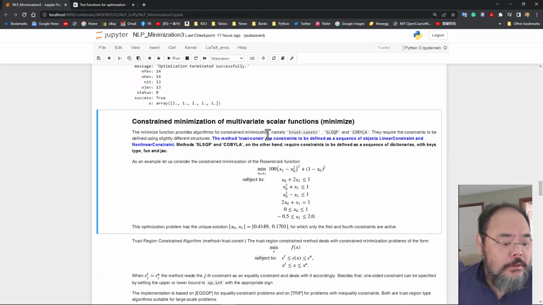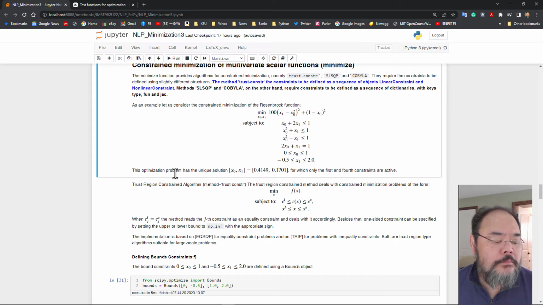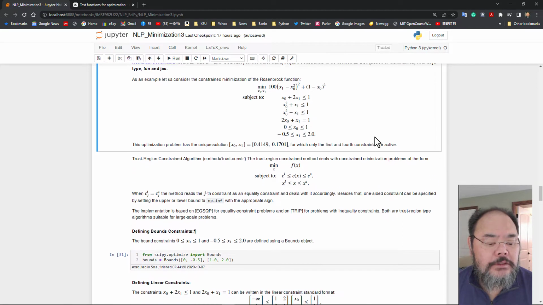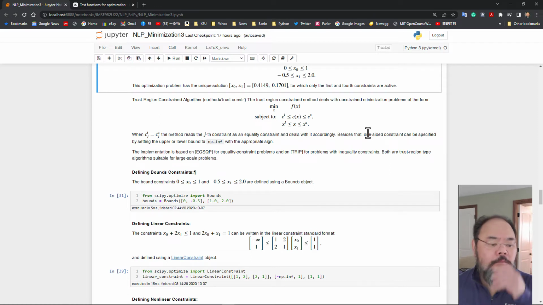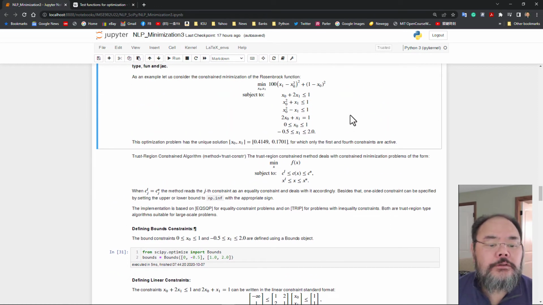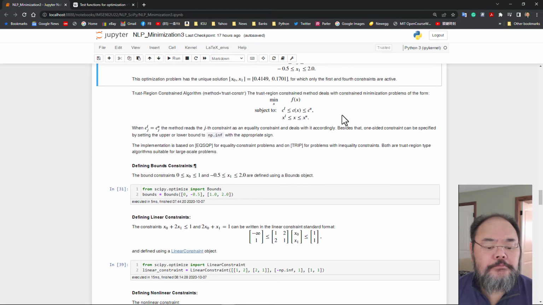Okay, so this problem has a unique solution. It's x0 equals 0.4149, and x1 equals 0.17. So here we'll show you various ways to define the constraints in this test problem.